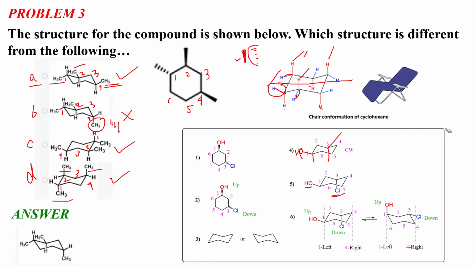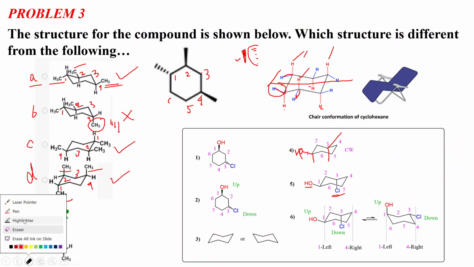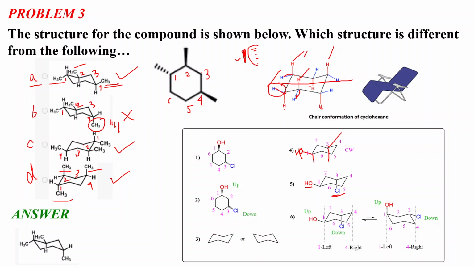It is a little bit problematic to show you here, but imagine taking care of these four carbons: this one, this two, this three and this four. If you take care of this carbon, this carbon, this carbon and this carbon, just don't take these two carbons, just take these four carbons and imagine there is a plane.